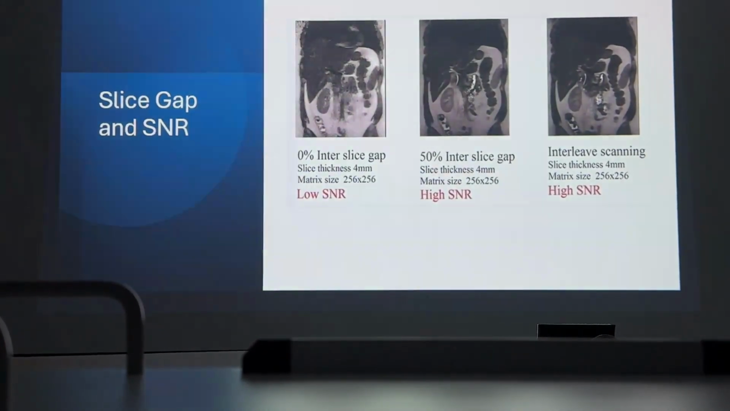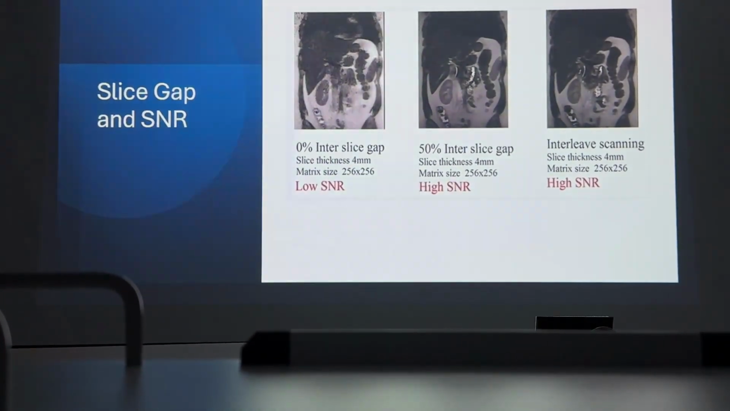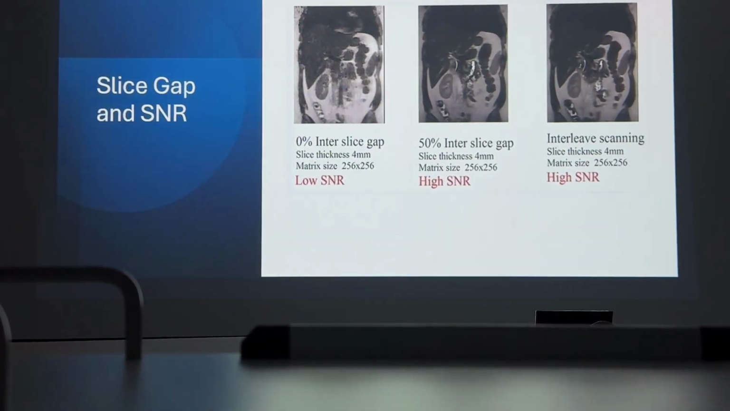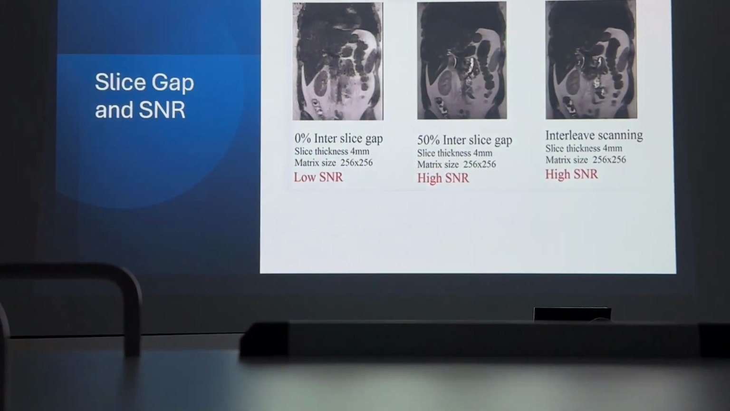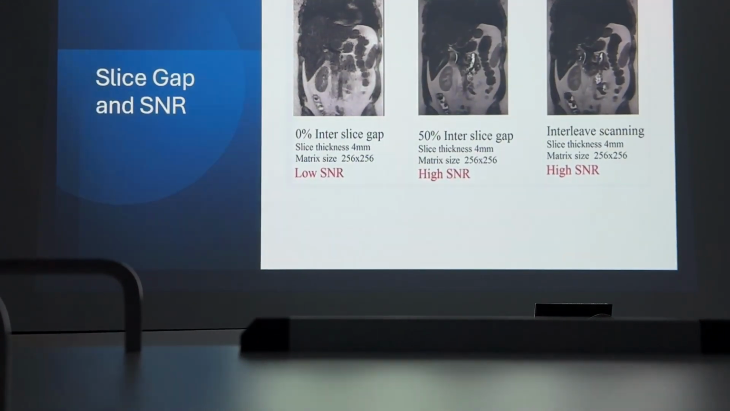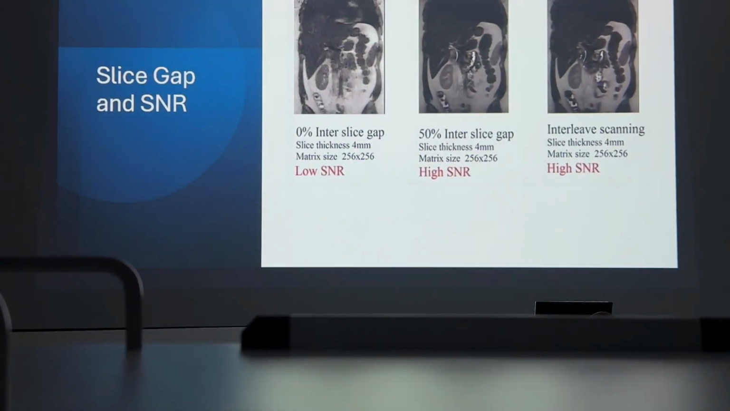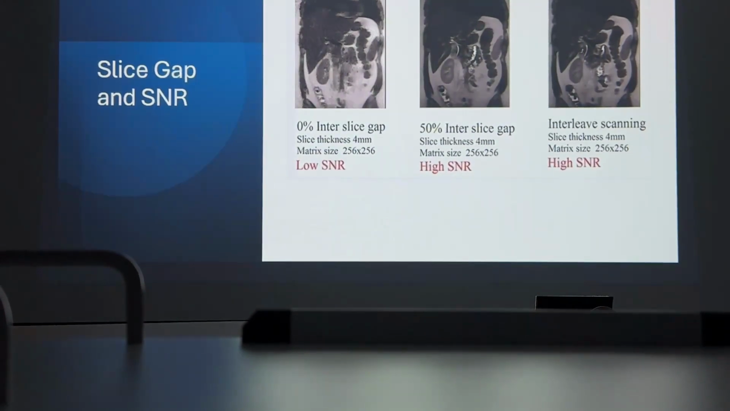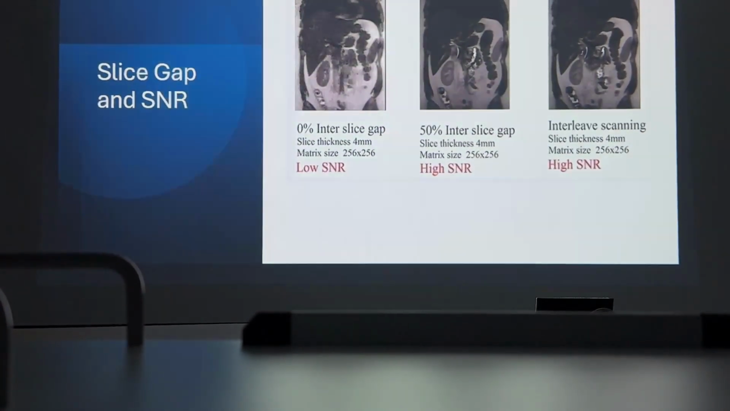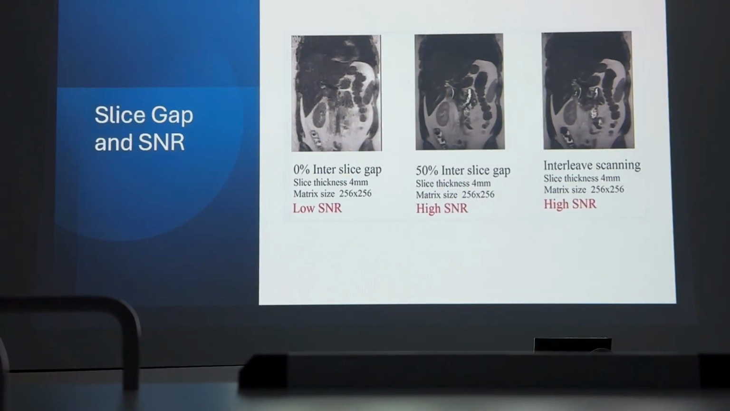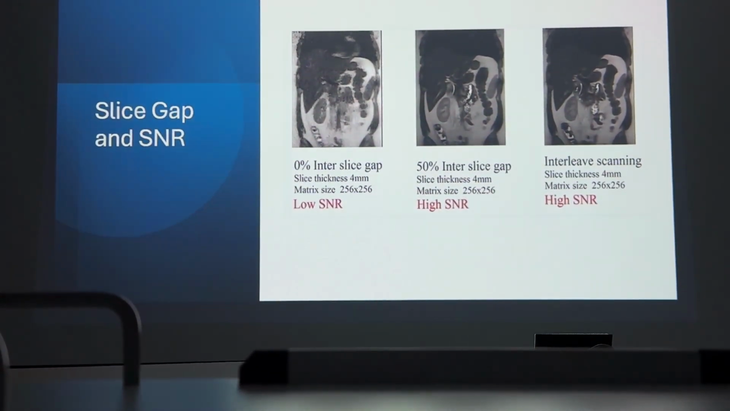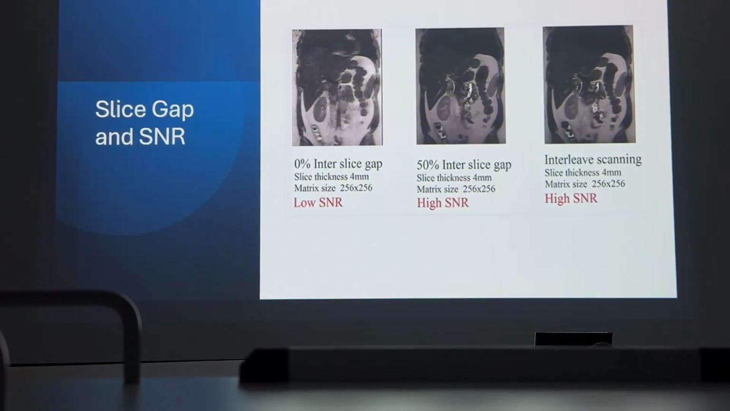There is also slice gapping that affects SNR. How? The slice gap is the distance between two adjacent slices, usually calculated by a formula where the slice gap equals half of the slice thickness. Increasing the slice gap decreases the overlapping and subsequently improves the SNR, but also up to a limit.